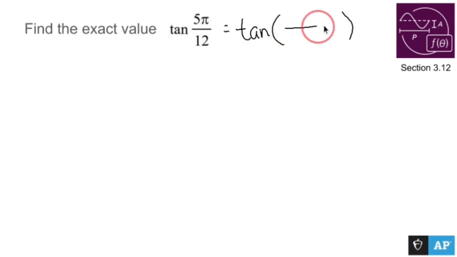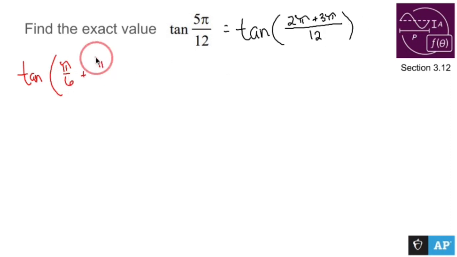Now, what I'm going to do is I can get to 5 pi by doing 2 pi and 3 pi over 12. Once I have those split up, I can write this out as tangent of 2 pi over 12, which is pi over 6, a unit circle number, plus 3 pi over 12, which is pi over 4, another unit circle number.